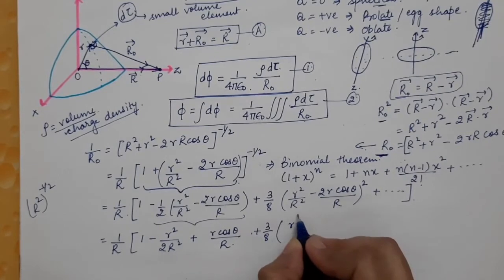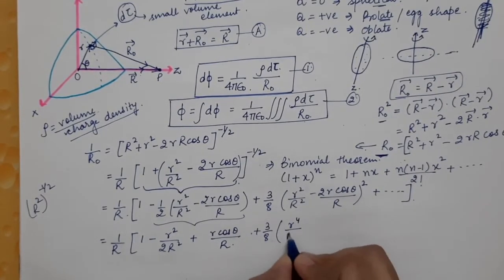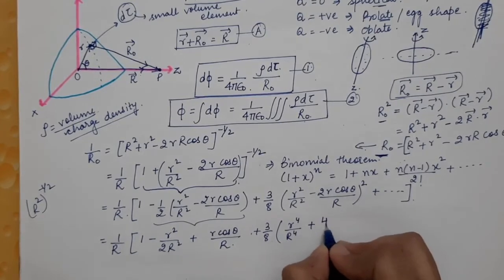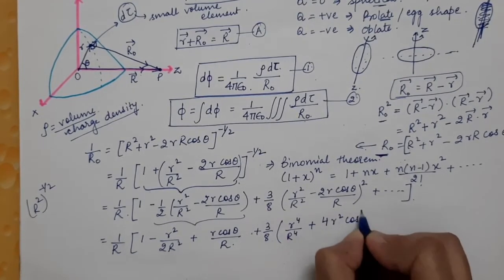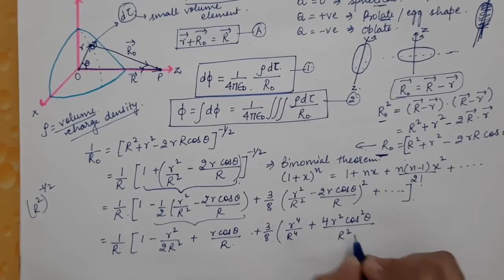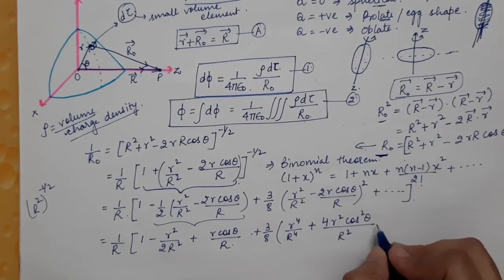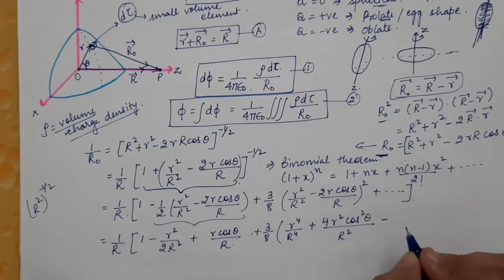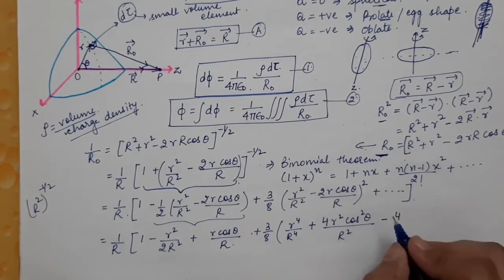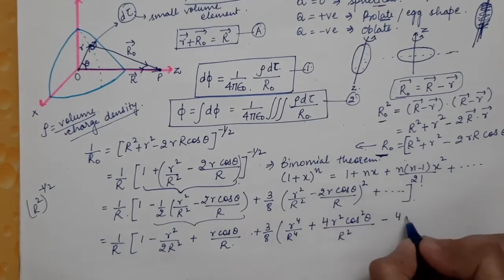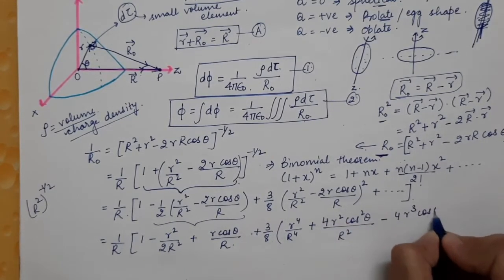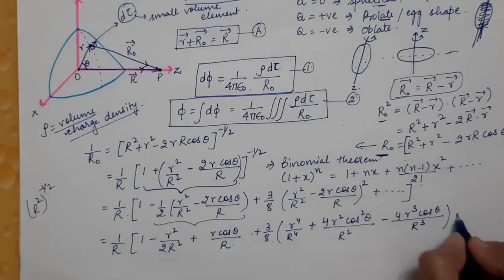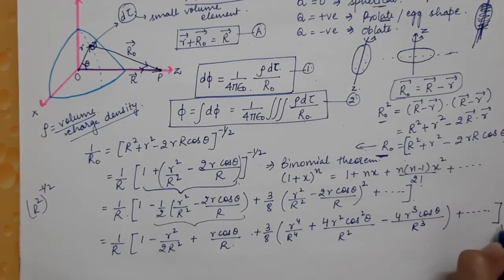This will be a square plus b square, which will be r power 4 over capital R power 4, plus 4r square cos square theta by capital R square, and then there will be minus 2ab, that will be equal to minus of 2a times b, which will be 4r cube cos theta divided by R cube, and then we will have further terms.